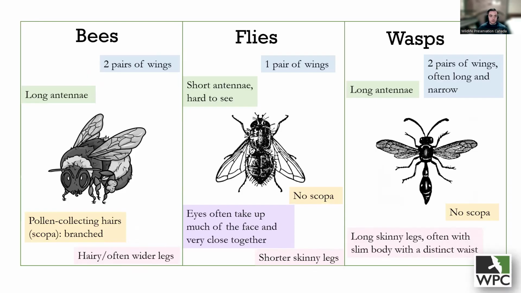You can contrast this with flies and wasps, which have no scopa, thin legs, and with flies particularly, having stubby antennae and faces that are mostly taken up by their eyes. So, with this in mind, I want to go through a few examples with you, and I'll tell you, practicing these distinctive traits here, what is a bee, a fly, or a wasp? And I have some examples.